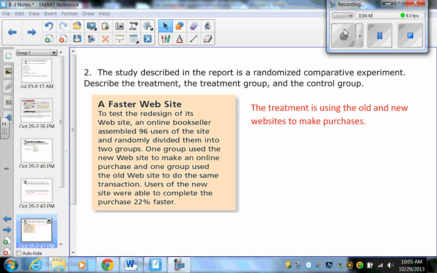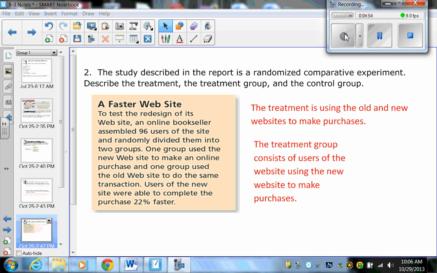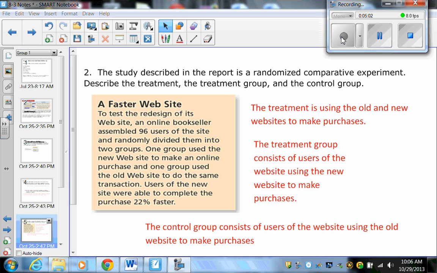So in this example, the treatment is using the old and the new websites in order to make the purchases. The treatment group consists of the users of the website using the new website to make the purchases. And the control group consists of the users of the website using the old website to make purchases.